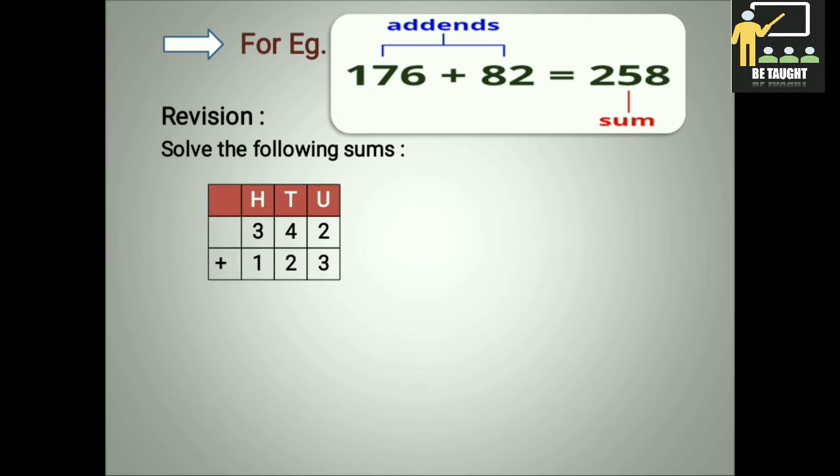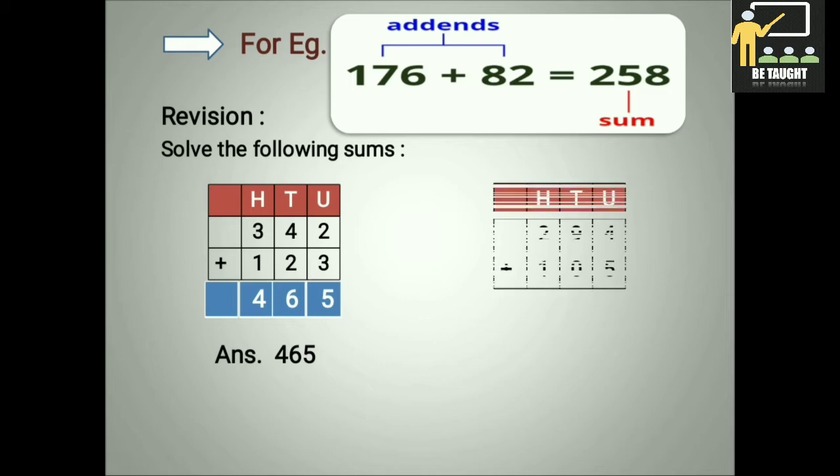342 plus 123. So we'll arrange them in their proper order: hundreds, tens and units. We start from the units place. 2 plus 3 is equal to 5. Tens place, 4 plus 2 is equal to 6. Hundreds place, 3 plus 1 is equal to 4. So our answer is 465.